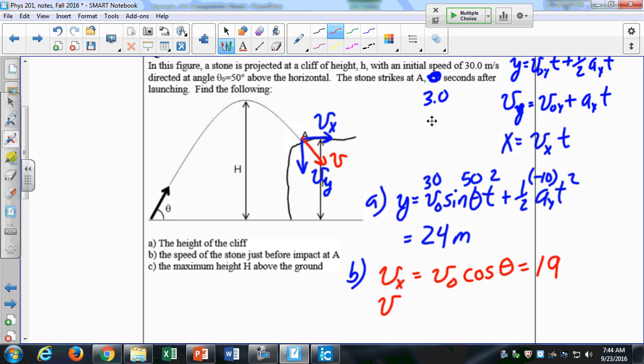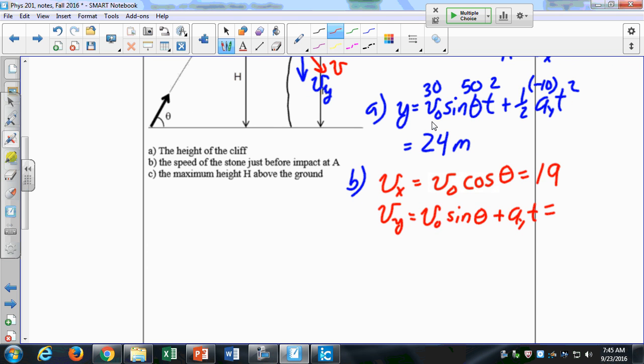And then vy, well, how do I find vy? Vy changes. How does vy change? Well, it initially decreases, and then it increases in the negative direction. And we can calculate vy as it changes through time in this way. All right? Does anybody have vy? Anybody get that far for vy? No. All right, so it's going to be v naught times sine theta.